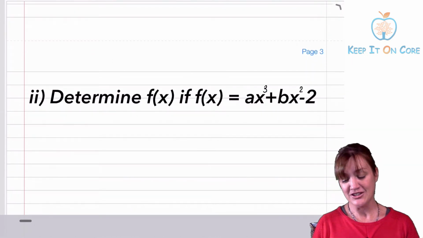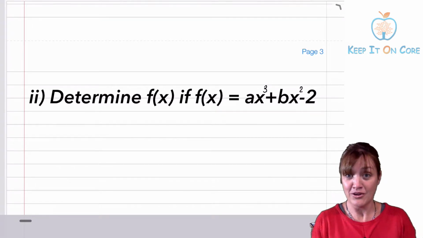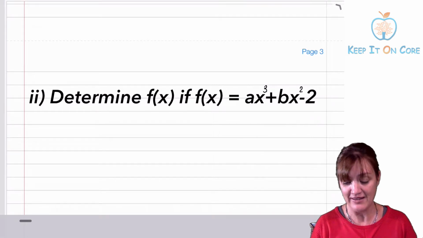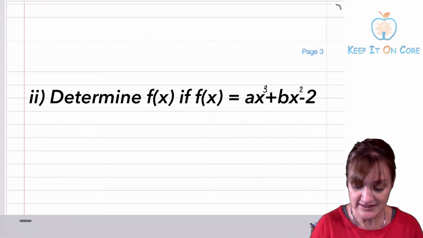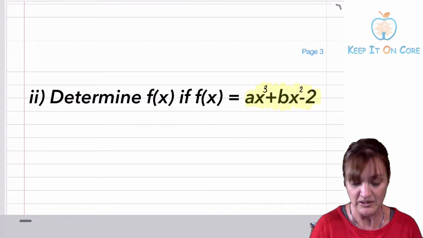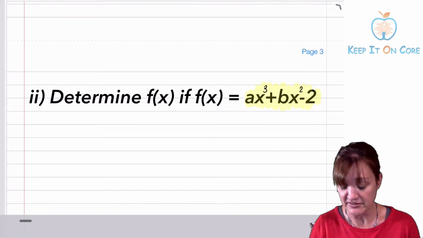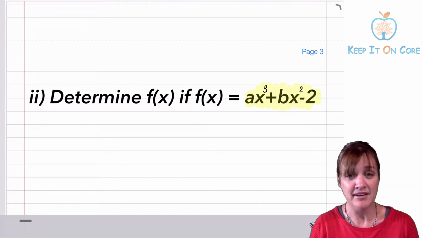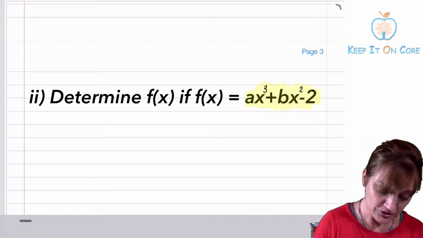Now let's look at the second part. It says determine f of x. So f of x would be the cubic function, because it's going back to the normal f of x. You see, to some extent they've actually given me a clue as to what the equation needs to look like. The constant term I already know is -2. I just need to find the a and the b. Now this is how we are going to do it.